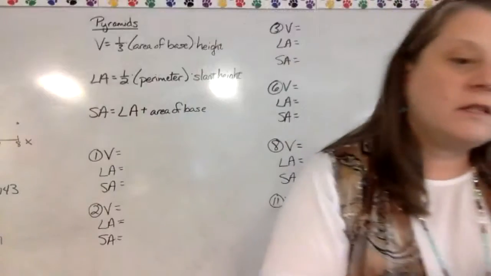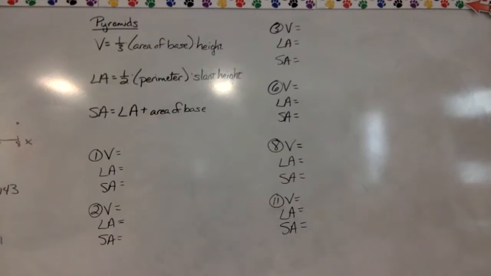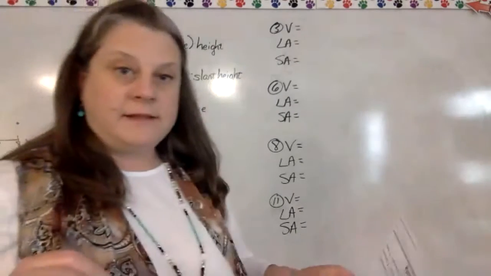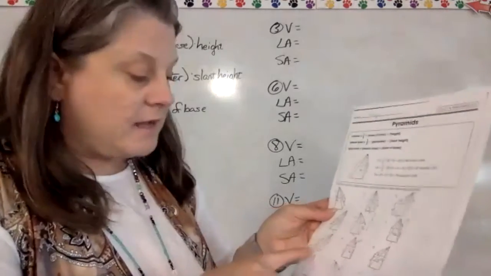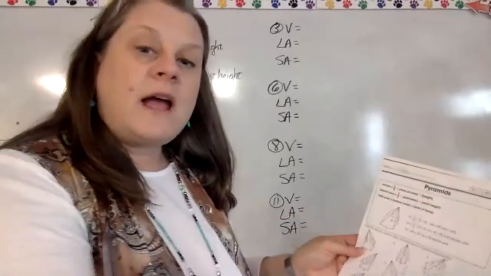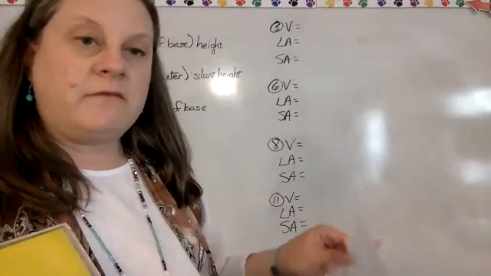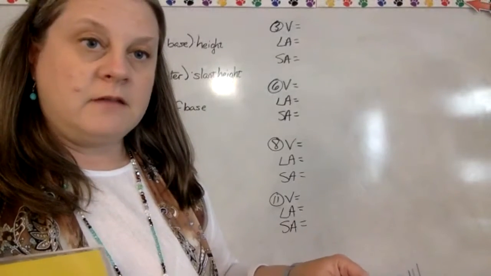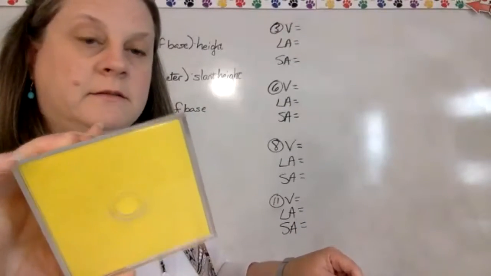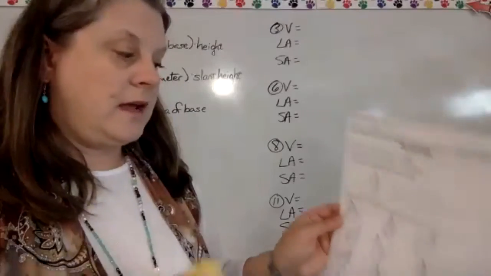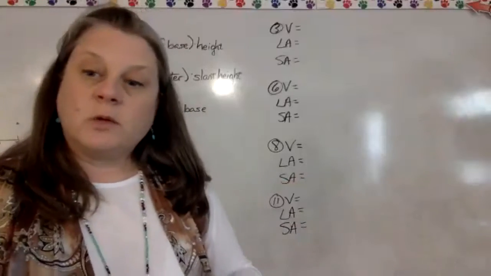Now, if you look closely at your worksheet, you will be happy to notice all of them have the same shape base. All of these, if you look at the measurements on the bottom of the base of your pyramids, all have a square base. So we're going to use the same formula for every single problem. Okay? The same formulas for every single problem because they all are square pyramids. They all have a square base. Okay, so they're all going to be like this. Okay, so that makes it a little bit easier.